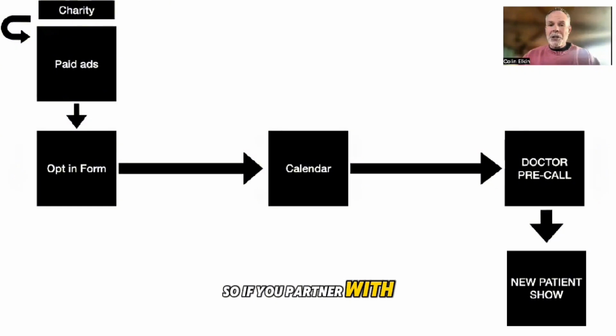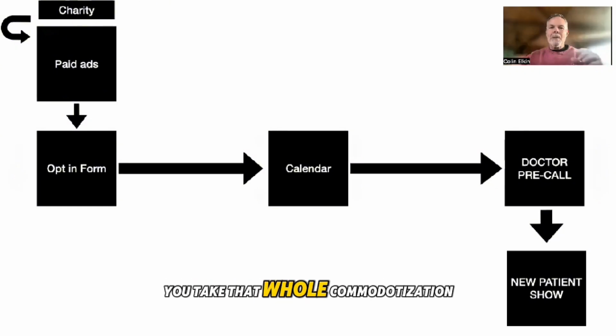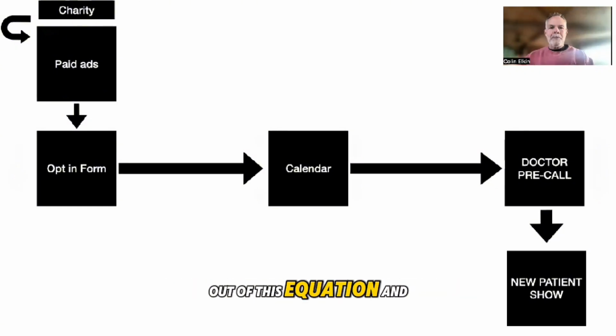And what people do is they start shopping for the lowest fee and realize that most chiropractors in your area are advertising. So what we have to do is we have to become very unique. So if you partner with a charity, you take that whole commoditization out of this equation. And you can say, well, maybe we're going to partner with Help a Child Smile or Make-A-Wish Foundation, or maybe a homeless shelter, or maybe some sort of a battered woman shelter.